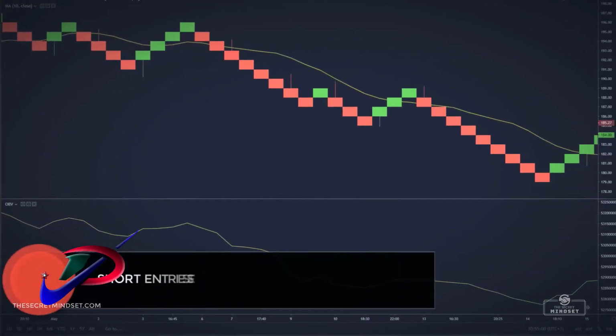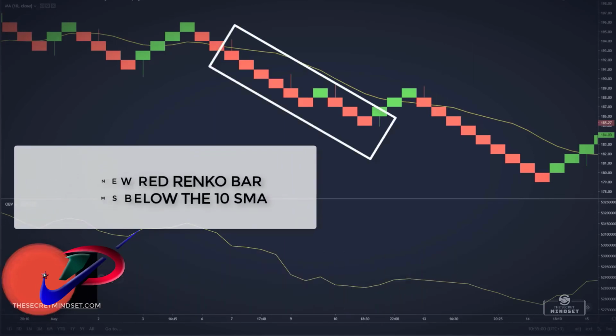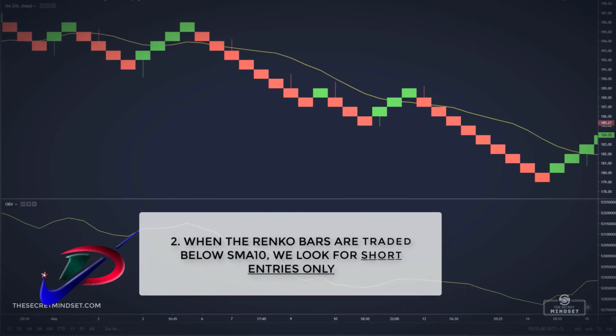And here is the setup for a short signal. A new red Renko bar forms below the 10 simple moving average. We only take trades in the direction of the simple moving average, so when the Renko bars are traded below the 10 SMA, we look for short entries only.